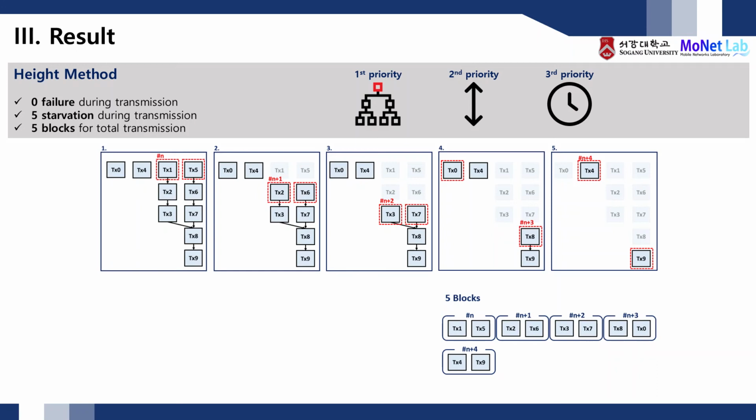Now, at the fourth step, there are 3 transactions at root level. Since transaction 8 has height value 1, it initially gets processed into the first step of the block, followed by transaction 0 since it has a faster requested time. Step by step, all transactions are succeeded through, with a total of 5 blocks and 0 failure during transmission. However, 5 starvation in total occurred during transmission. The presence of starvation is obtained by comparing with the original Hyperledger Fabric transmission.